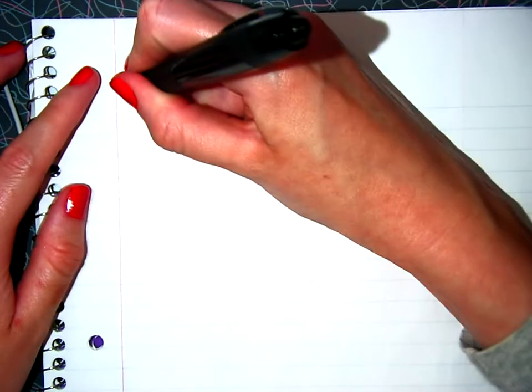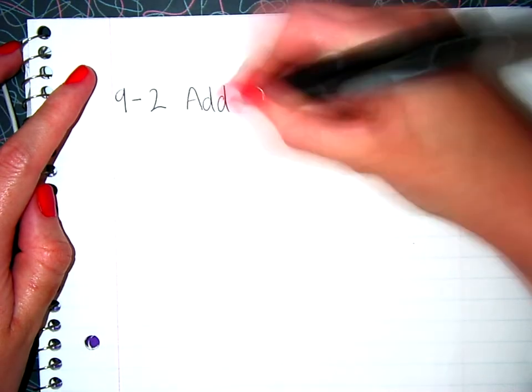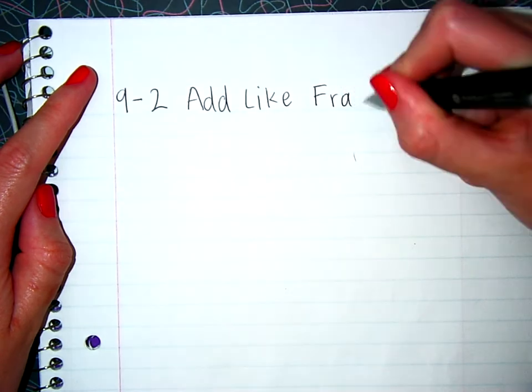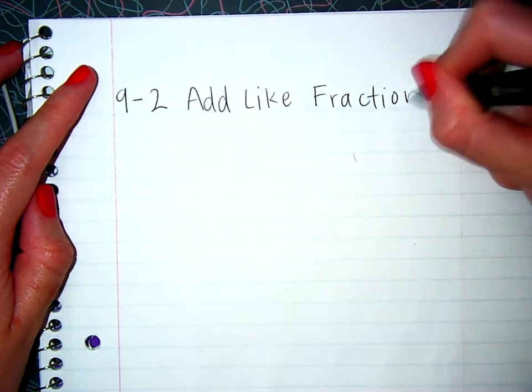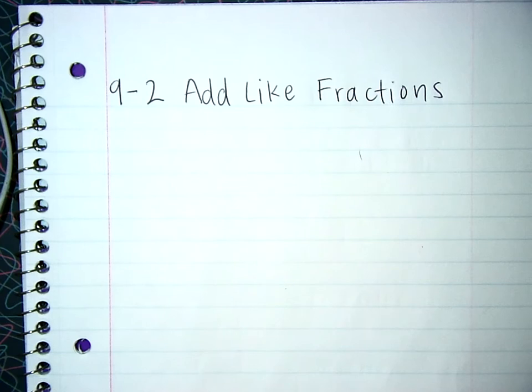So the first operation that we are going to work with, and honestly the easiest one, is addition. So this is chapter 9, lesson 2, and it is add like fractions. So that is the lesson that we are going to do.